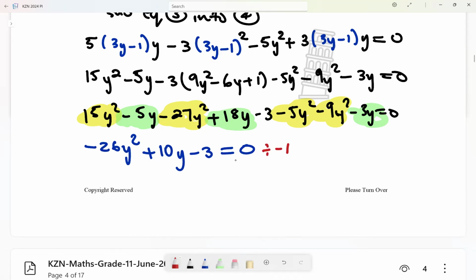So that I do not work out more with the negatives. So here I have 26y squared minus 10y plus 3 is equal to 0. Then now I can use the quadratic formula here. When I use the quadratic formula, I get something like, let me show you.